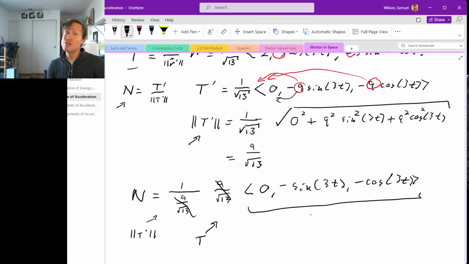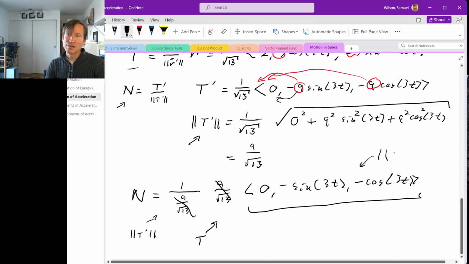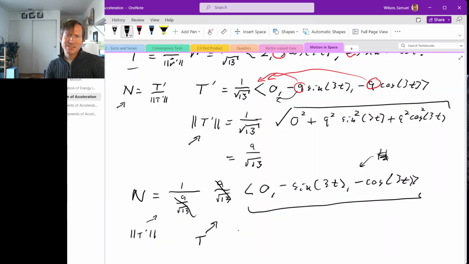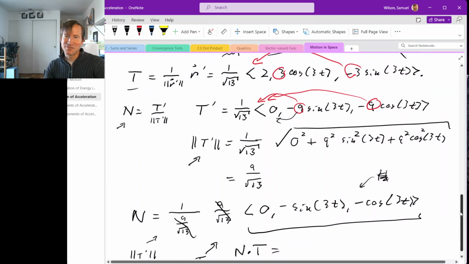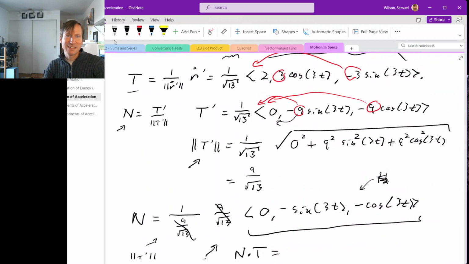Notice that this is unit length. If you compute the magnitude of this vector, you do get 1. And also notice that it is perpendicular to t. If we take our n vector and dot it with t, so t is hiding just off screen, let me see if I can fit them both on screen at once. There.